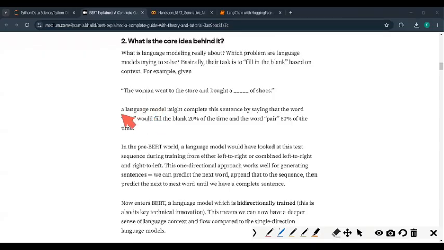Yes. So in this case, when you have this kind of statement, your language model will not be able to find the answer directly. It will find multiple answers which are usable for this place. Then it assigns a probability to which answer is good. Should I use the cart here? If I say the woman went to the store and bought a cart of shoes or a pair of shoes, it will assign a probability. And on what basis will it assign the probability? On the basis of the training data.